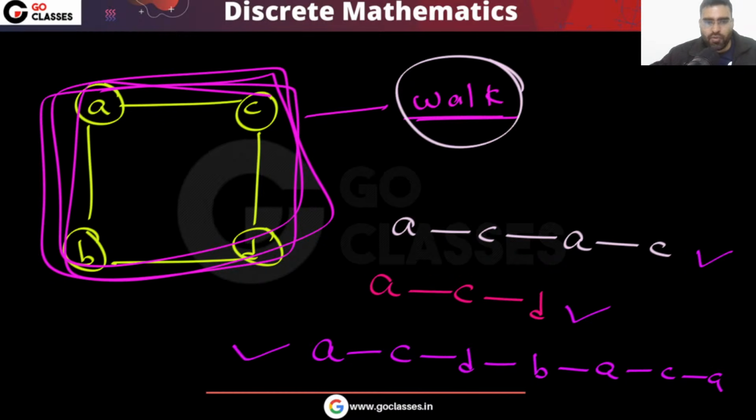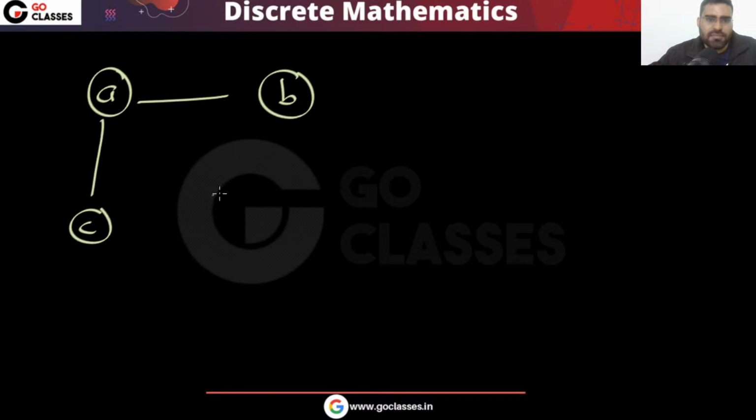Okay. Now, what is a path? What is a path? So for example, in this graph, look at this graph, A, B, C, D.